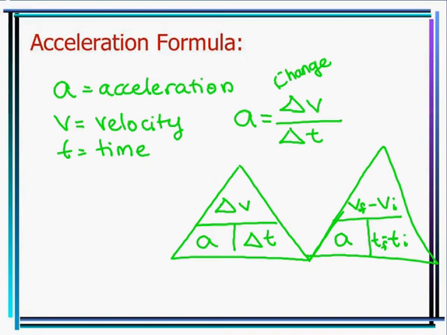So if velocity is measured in meters per second and time is measured in seconds, then our acceleration is going to be measured in meters per second squared. So when we're talking about units, our acceleration units is meters per second squared. So we're going to use this triangle to solve for some problems.